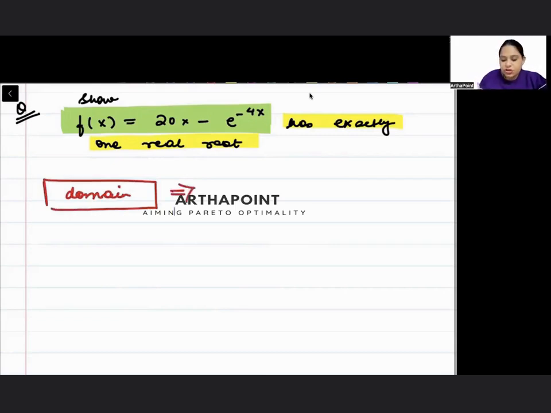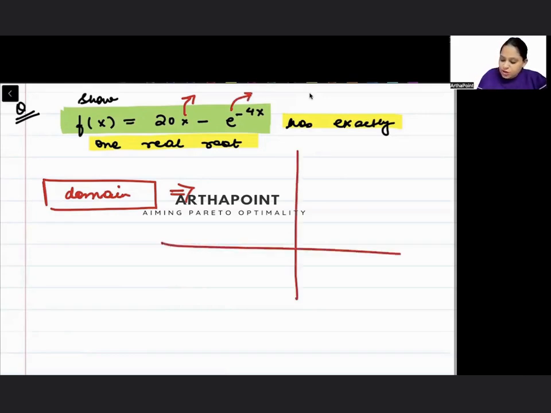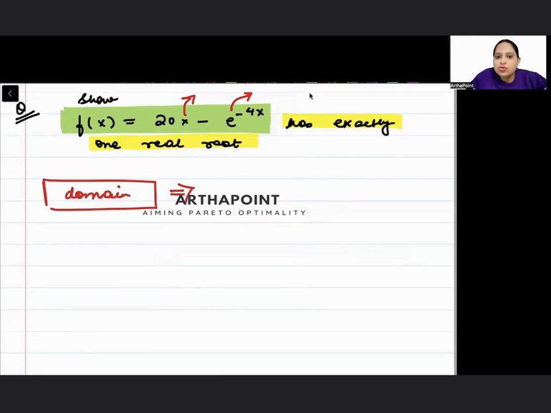The domain of this function will be all values of x that the function can take. अब देखो यहाँ पे तो x है, तो x कुछ भी हो सकता है from minus infinity to infinity. And we know that exponential function भी is defined from minus infinity to infinity. So it's defined for all values of x. है ना? तो since exponential function भी is defined for all values of x, और यहाँ पे x तो वैसे ही कुछ भी वैल्यू लिख सकते हो. So domain of the function is minus infinity to infinity.